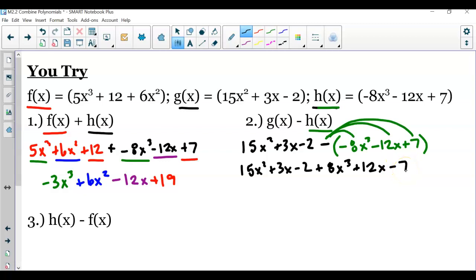When combining your like terms, there is only the one x cubed term here. So now I've got 8x cubed.